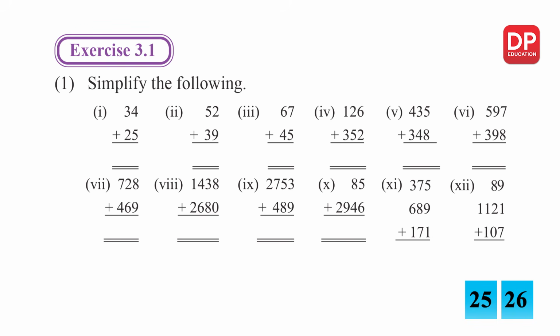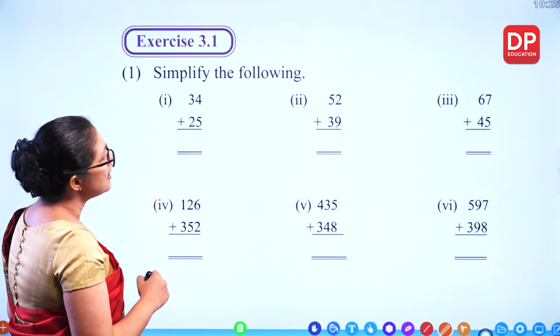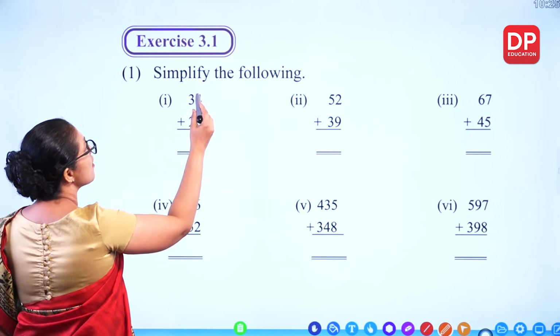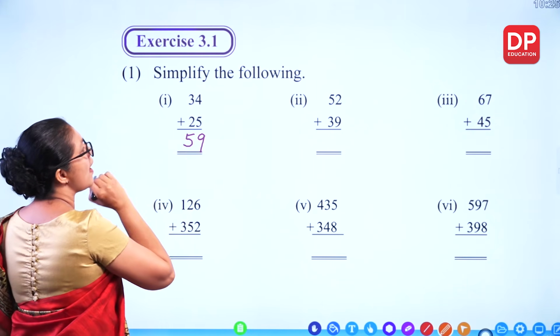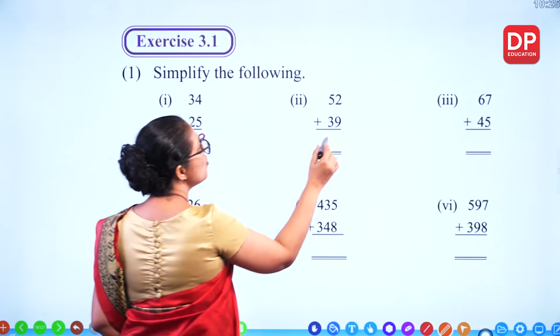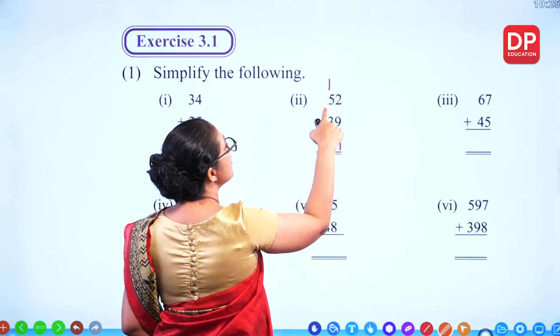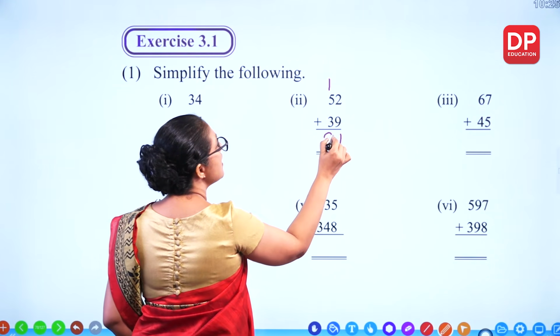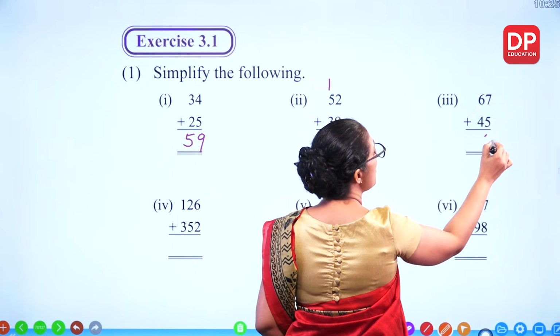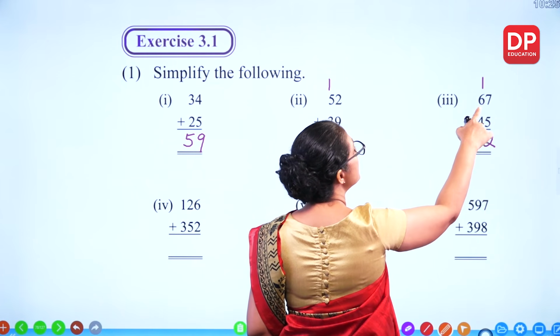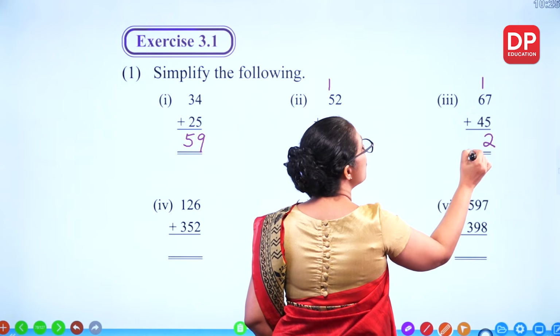Exercise 3.1. Simplify the following. All these are addition. 5 plus 4, 9. 3 plus 2, 5. 9 plus 2, 11. Take 1. 6 plus 3, 9. 7 plus 5, 12. Take 1 here. 7 plus 4, 11.